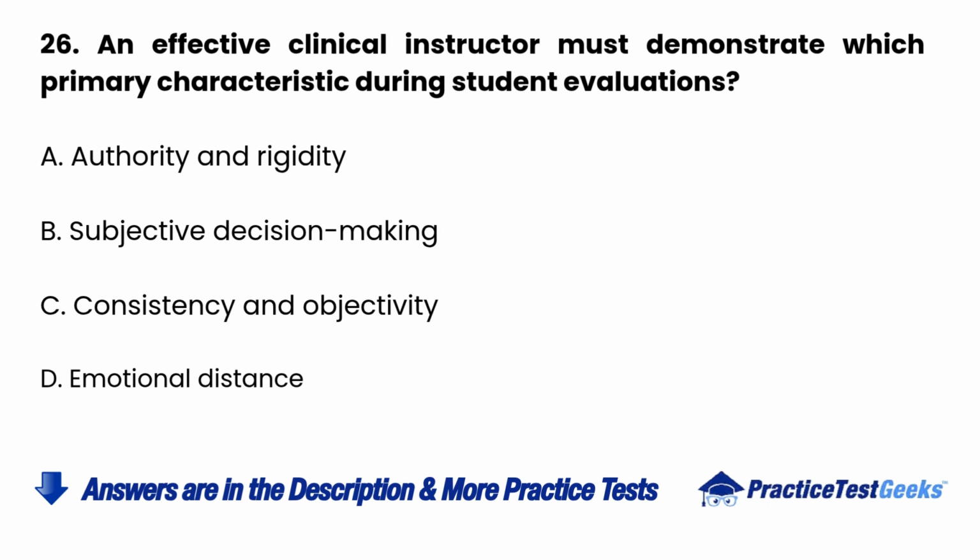26. An effective clinical instructor must demonstrate which primary characteristic during student evaluations? A. Authority and rigidity. B. Subjective decision-making. C. Consistency and objectivity. D. Emotional distance.